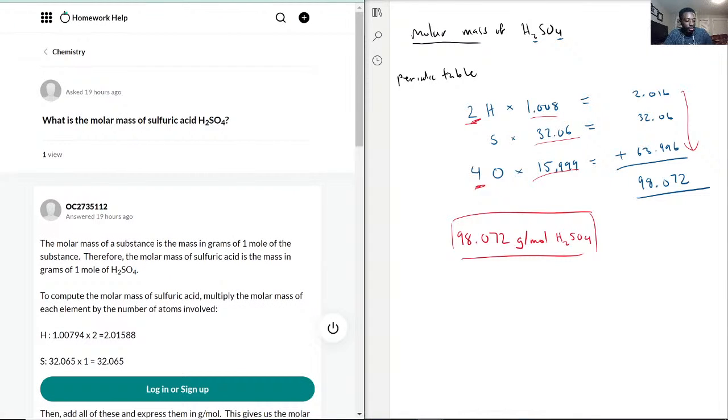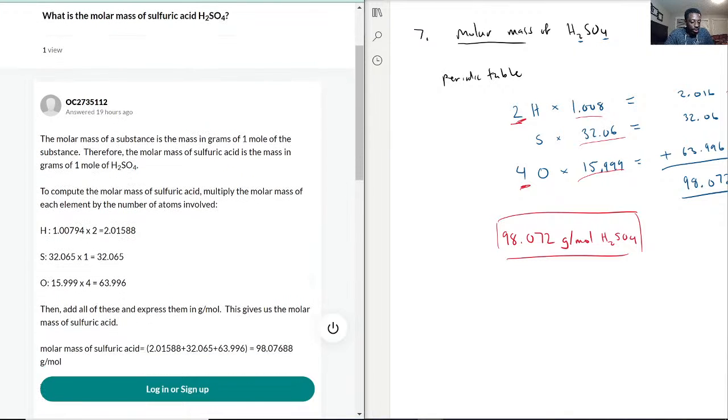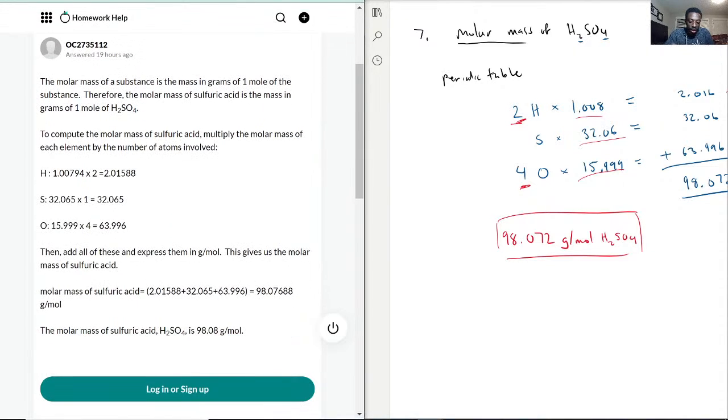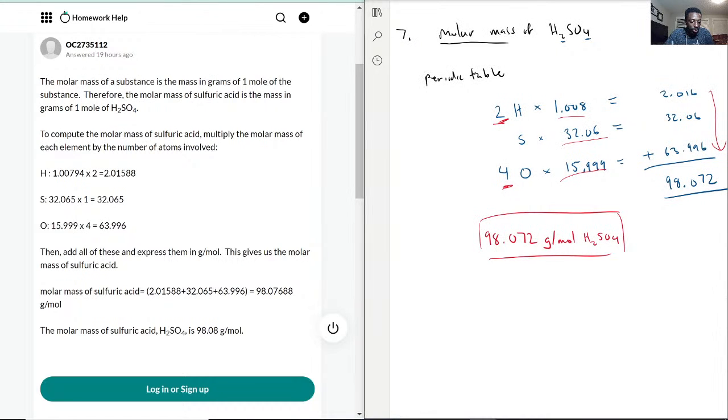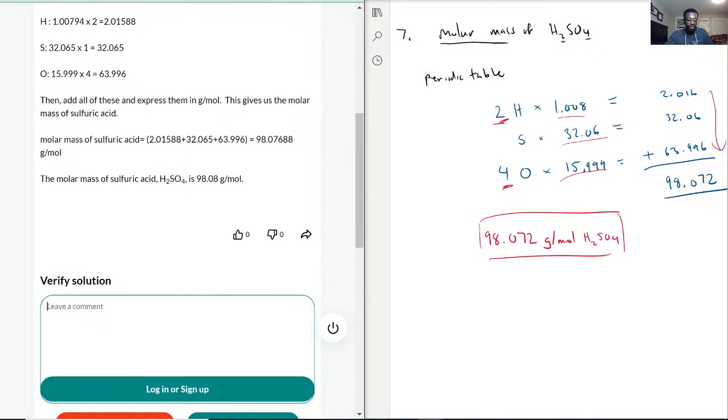Okay, let's see. Yep, 15.99 times 4, and they get 98.07. Ooh, you see, their hydrogen was different from ours, and same with their sulfur, which is why it's important that you just go with whatever's in your periodic table. But this is still correct because that is what you're supposed to get.